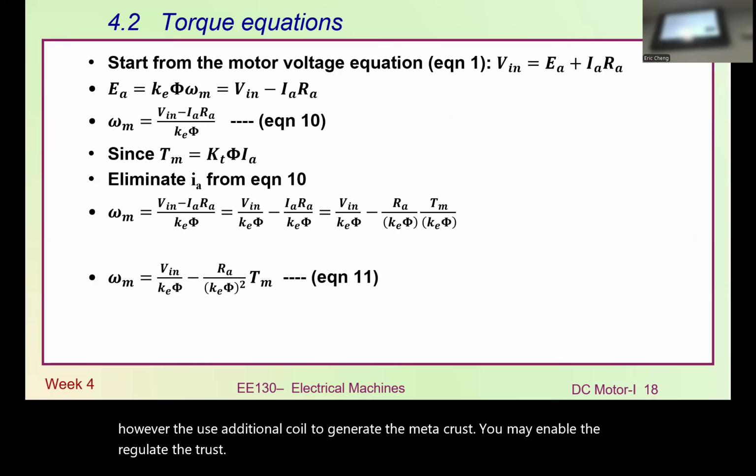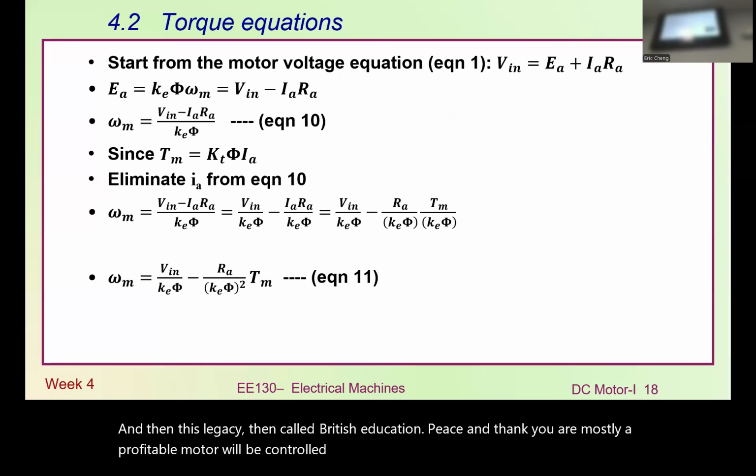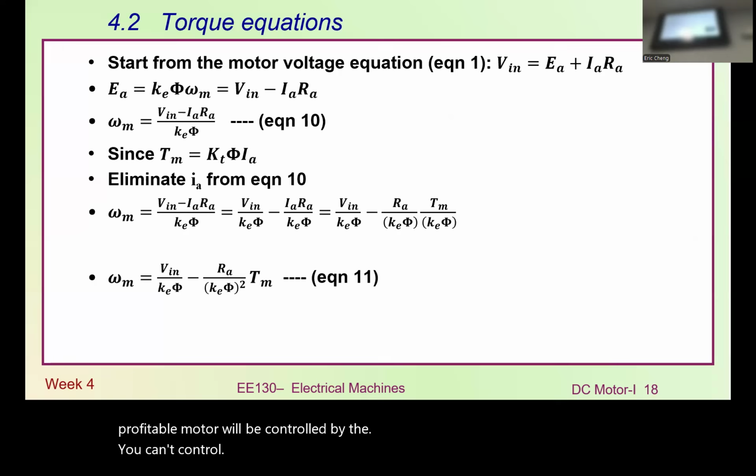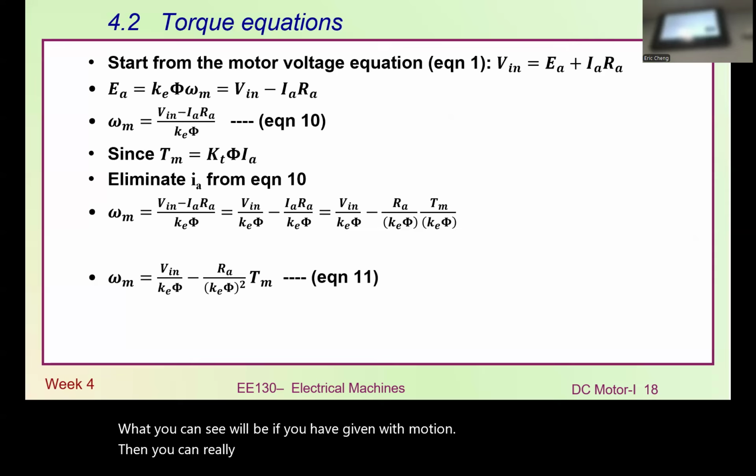And that's why you can see the correlation between this and that. For most motors, they are controlled by the input voltage. You can't control by some other function, though you may control on this, depending on which type of motor. So input voltage is the key parameter you can control for the DC motor. From this equation, what you can see is that if you're given a motor, you can really easily control the input voltage, and therefore control the relationship between torque and speed.